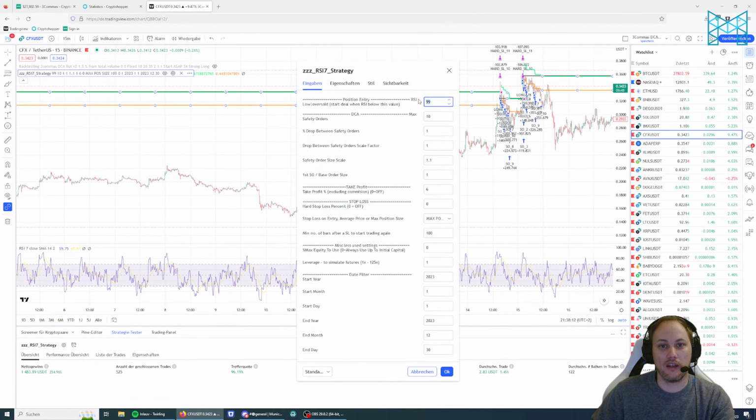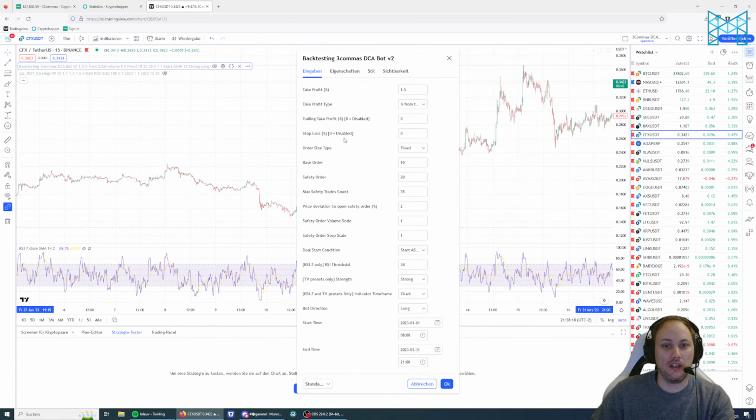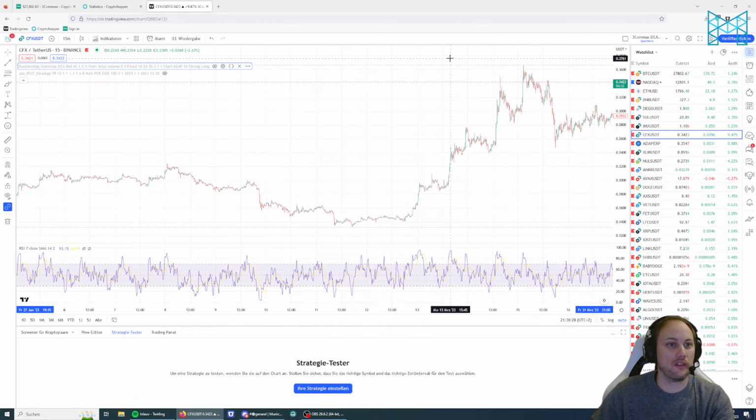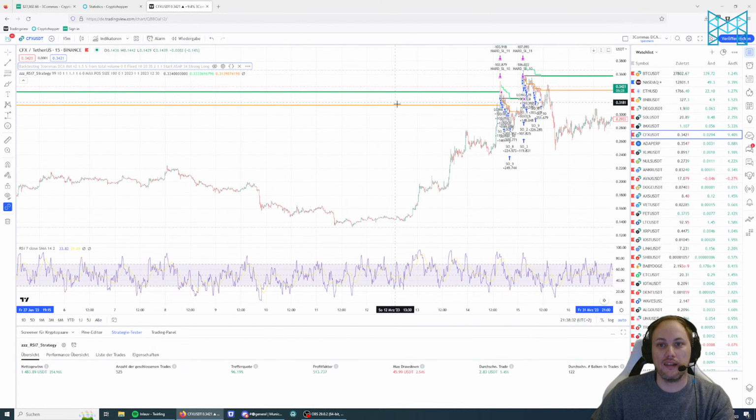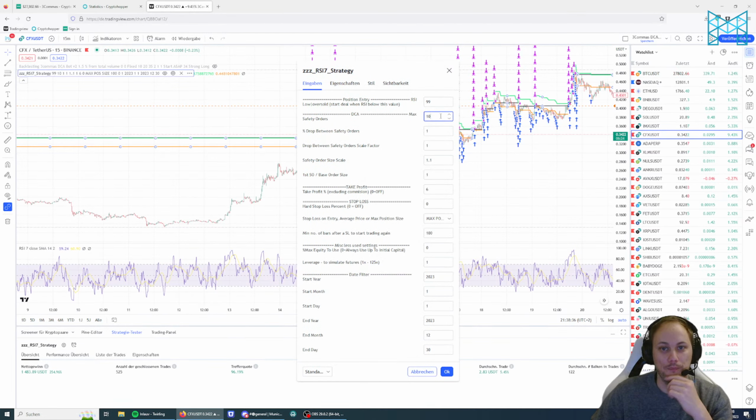So we set RSI 99 to open immediately, as soon as possible. Let me quickly show you something I really like on the other one, because you can say deal start condition. You have more choices here, not only the RSI. You can say as soon as possible, or RSI, and then you can also say RSI 66 or 99. But I like to use this one because I see these lines, then you really see how it lowers down the average price.